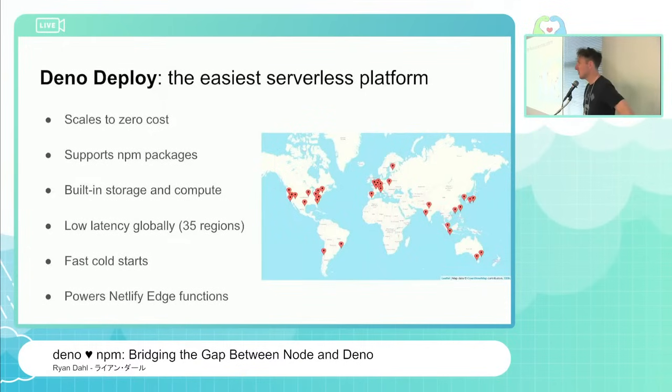Has low latency globally. So if you deploy to Deno Deploy, it's not just out in US East in New York, where I'm from. It will also deploy to the local data center here in Tokyo, so that when you're accessing your site, you're not making a round the world trip to your function. We have very fast cold starts. And this thing is handling a lot of traffic, right? So for example, Netlify Edge Functions is powered by Deno Deploy.